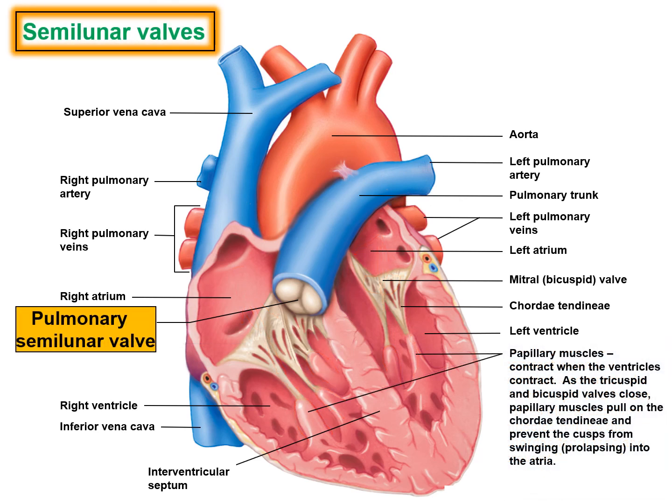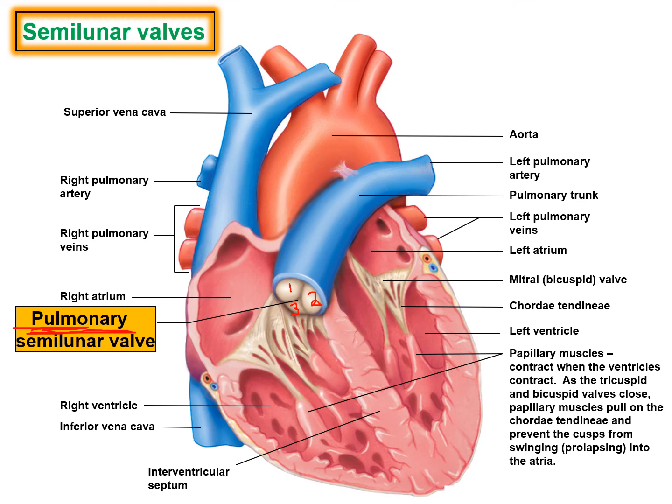We also have, in addition to the two AV valves, two semilunar valves. And here's one of the two, called the pulmonary semilunar valve. What does the term pulmonary refer to? Lungs, right? So here we're talking about a valve that also has three cusps. You can kind of see those here. 1, 2, and a little bit of the third.